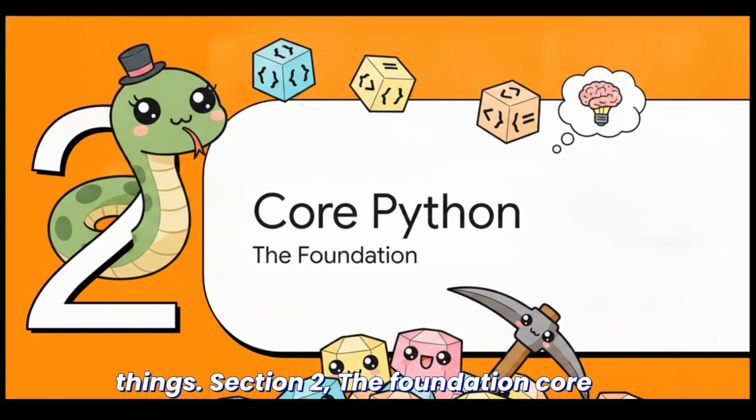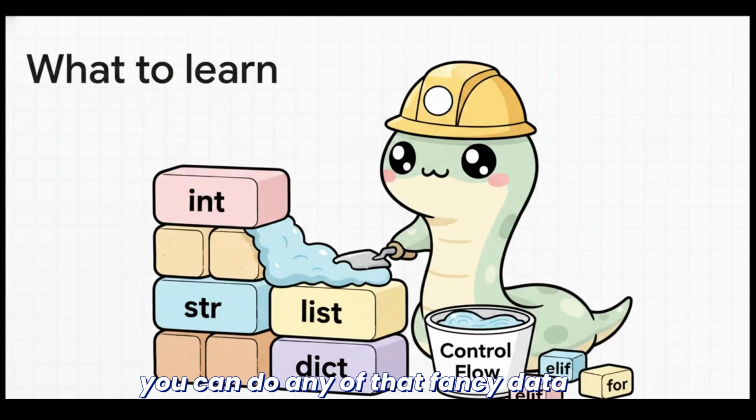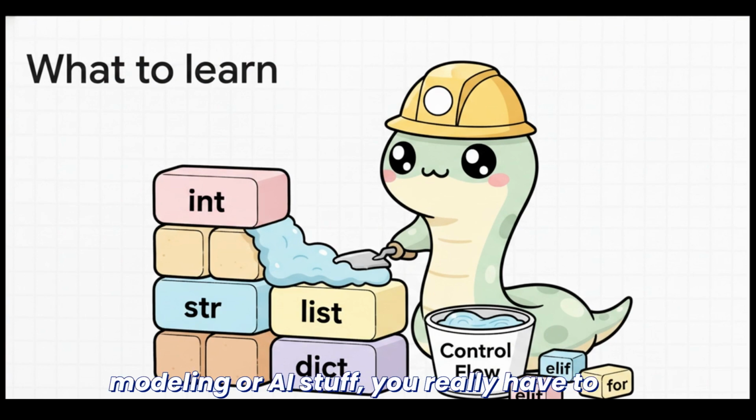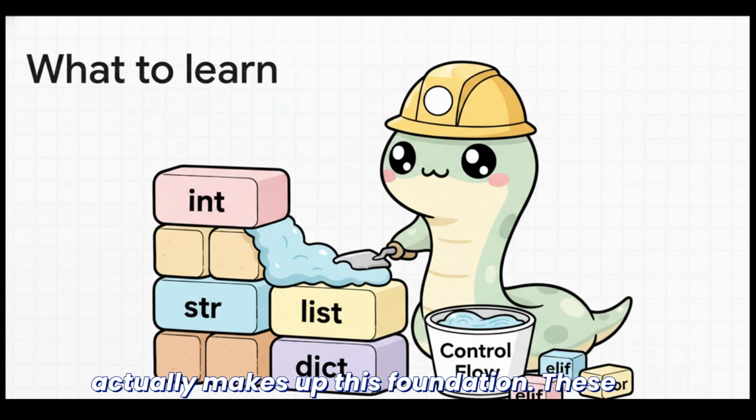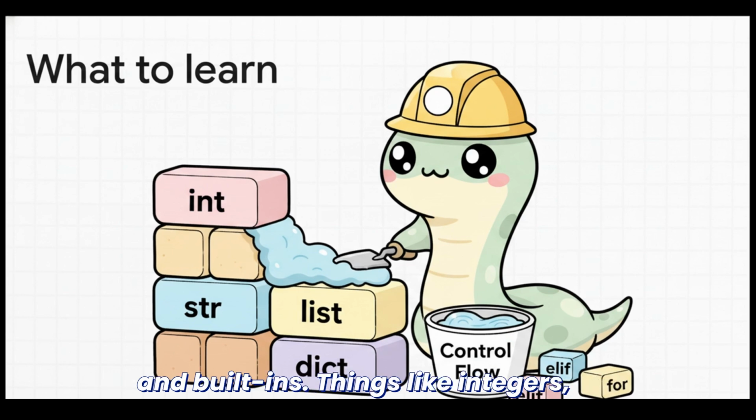Section 2. The Foundation. Core Python. So the crucial point is, before you can do any of that fancy data modeling or AI stuff, you really have to get your hands dirty with the language that powers the entire process. You need your raw materials. Let's look at what actually makes up this foundation. These elements are the foundational bricks of your data science house. You absolutely need to intimately understand core types and built-ins, things like integers, strings, lists, and dictionaries.